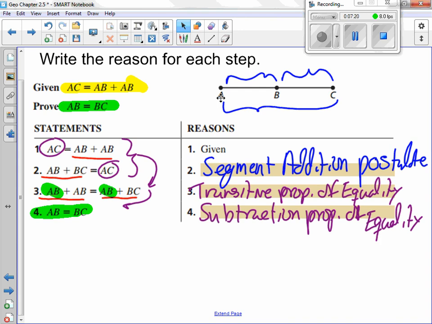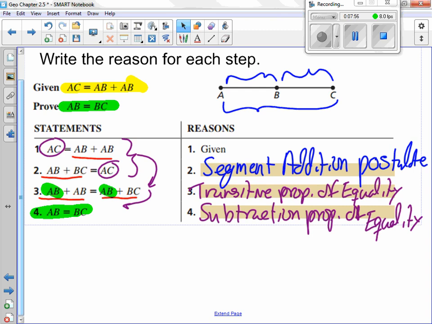Now the reason we got statement 3 is we can really combine statements 1 and 2. We combined statements 1 and 2 because they were both equal to AC to give us AB plus AB equals AB plus BC. And then we subtracted AB from both sides. Well, sorry, step 3 was our transitive property. The reason we could combine the first two is our transitive property of equality. And then we subtracted AB from both sides because, again, it's shared on both sides. It's just a number. So it's our subtraction property of equality. And we're done. We proved that AB is equal to BC.